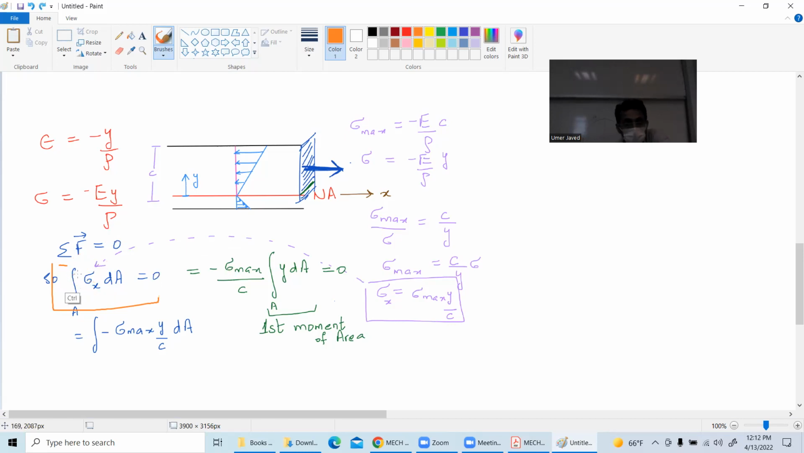What happened? Oh, come on. Control Z. Okay, Control Z is not working. Anyways, oh, the paint is also acting funny actually.